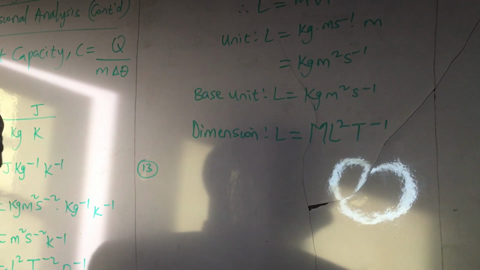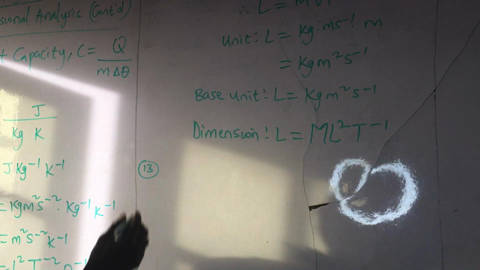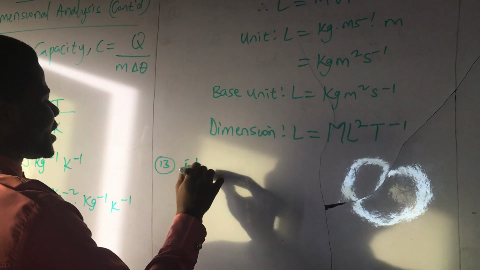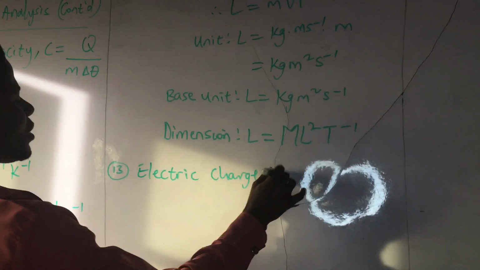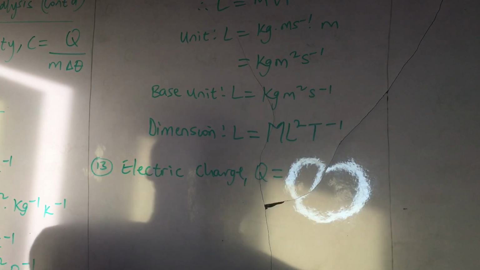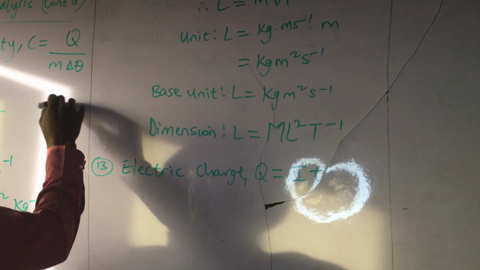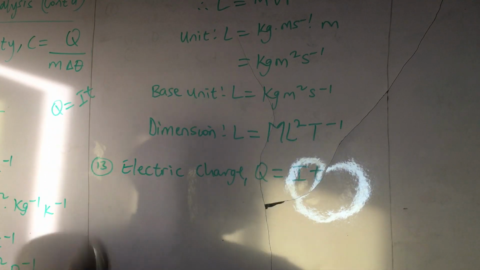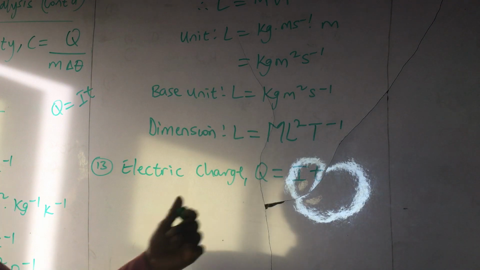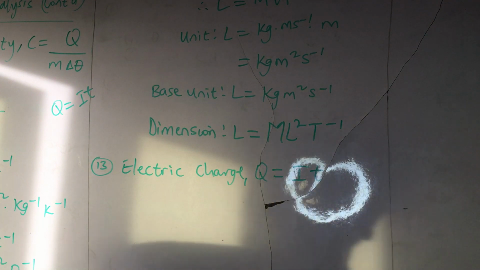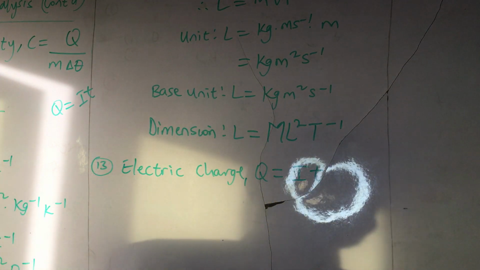Okay? Let's look at another one. Let's look at electric charge. We use Q for that. Remember, Q is what? Current times time, It. Do you remember that? Q equals It, probably in electrolysis or in electricity. Q equals It, that is current times time, is the formula for charge.